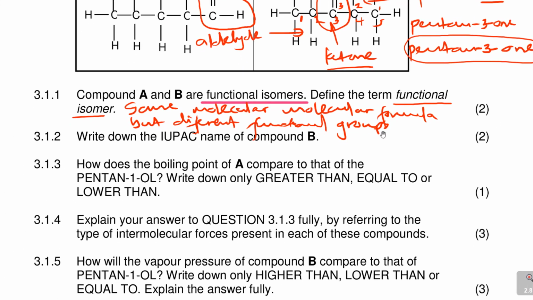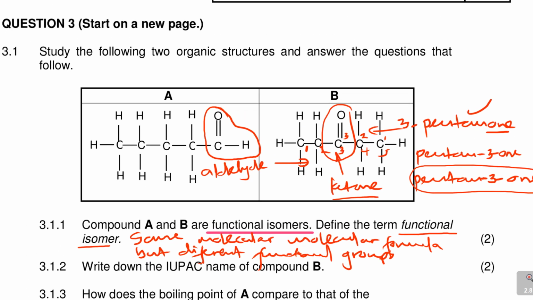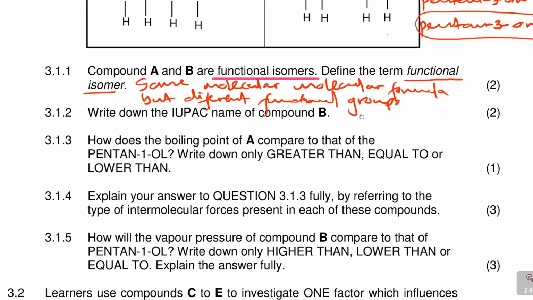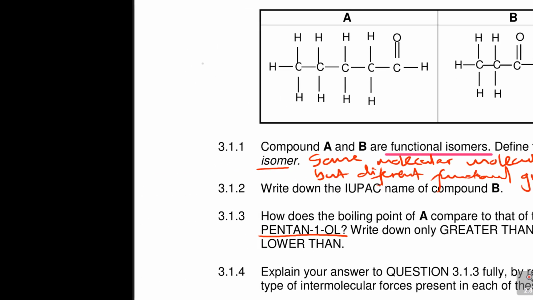Okay, write down the IUPAC name of compound B. How does the boiling point of compound A, let's just erase again here so that we can have this. So they're saying: how does the boiling point of compound A, this one, compare to that of pentanol? Okay, pentanol. If I'm to draw pentanol, it will look like this. Similar. It's 1, 2, 3, 4, 5. So you'll have it similar like that, but here you'll have OH. That's all. Everything else is hydrogen. It's the same.